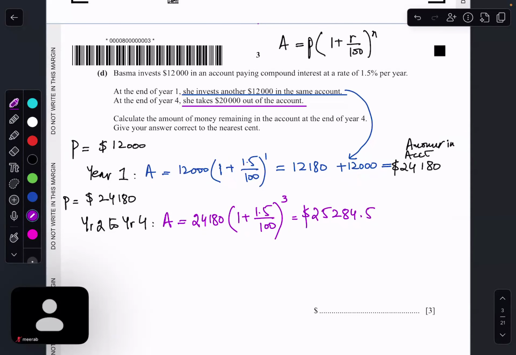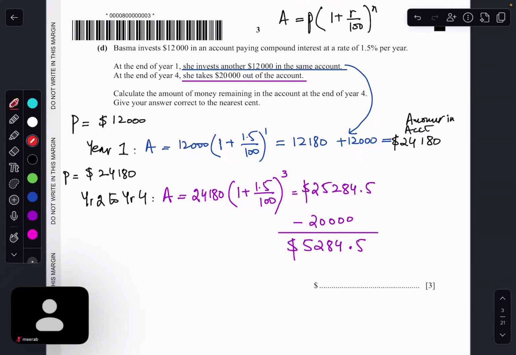Now, what is she doing over there? The question is saying that she takes out 20,000 from this. Takes out 20,000 from this. What is left? That's the remaining. Got it?